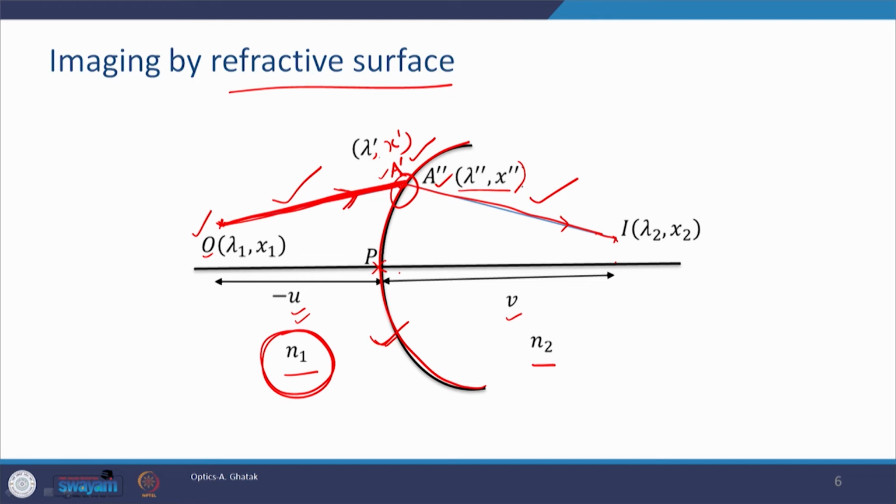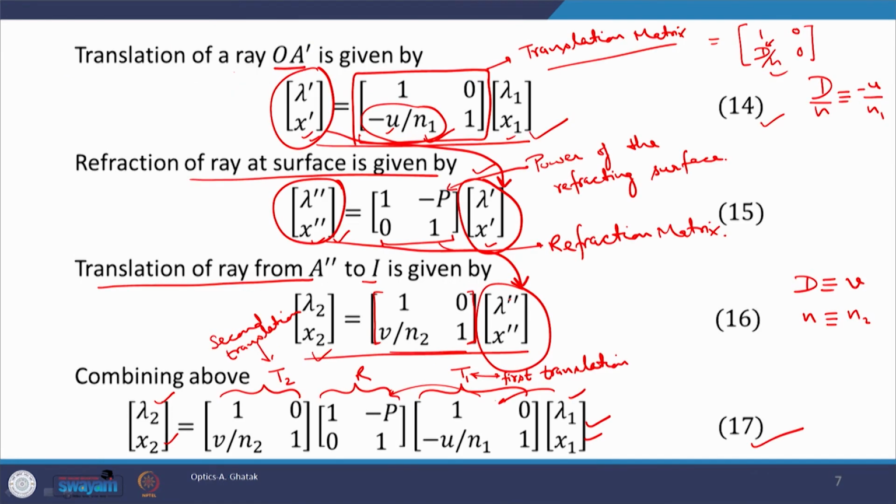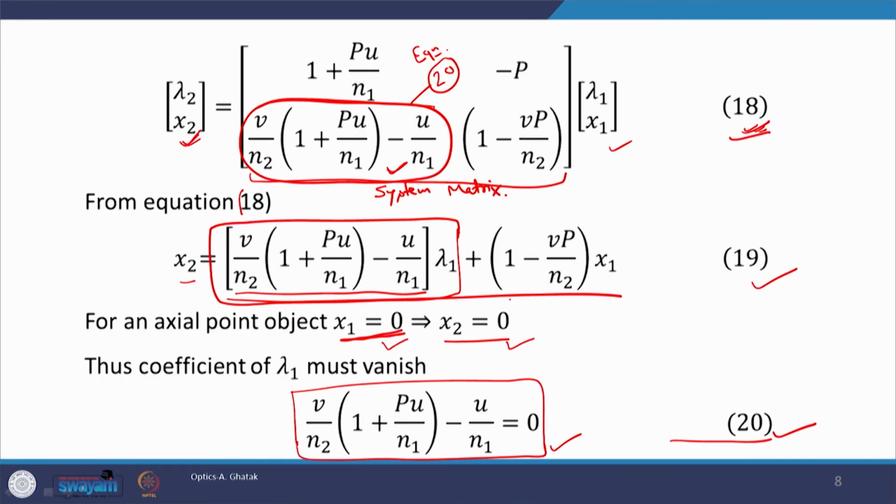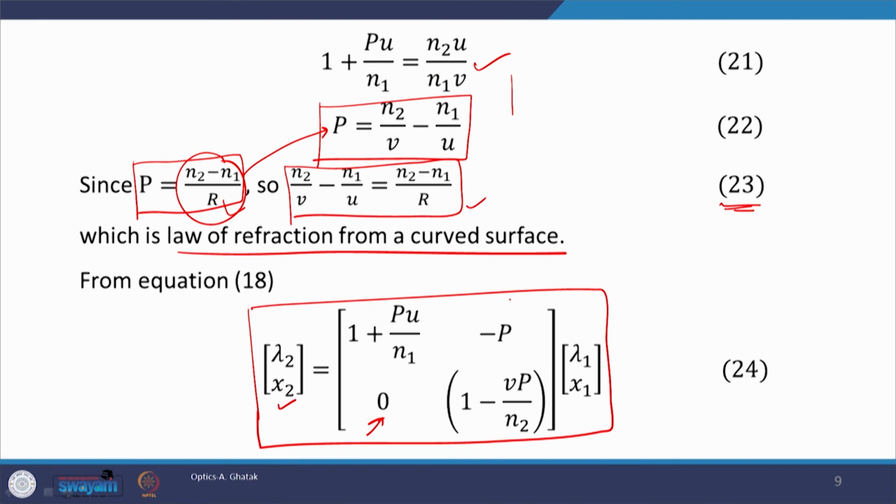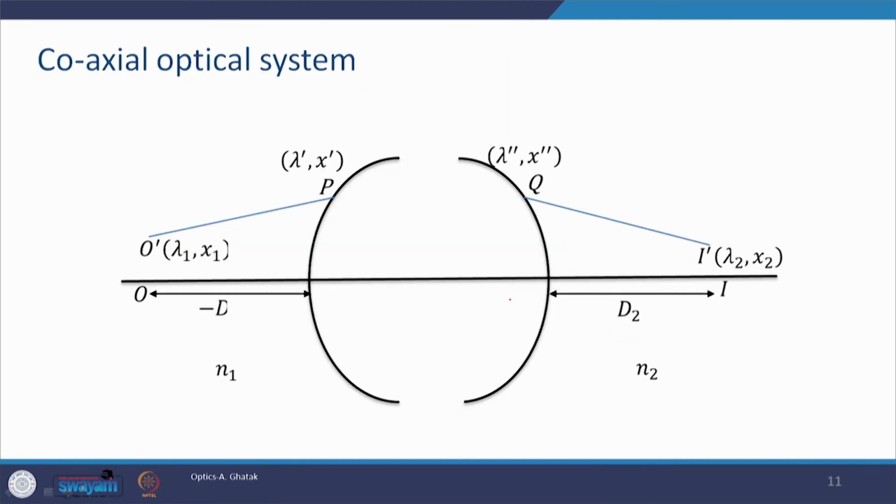We started with point O, and then we calculated the magnification. And then we also calculated the system matrix. This information we derived very easily without resorting to Snell's law. Okay. We will again take another example, and this example is of a coaxial optical system.